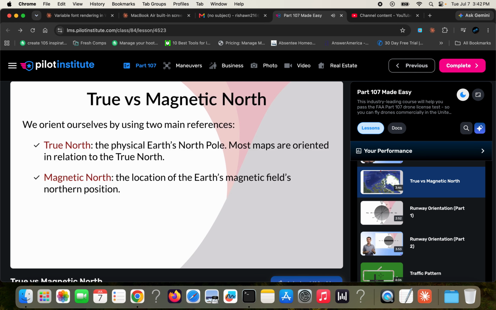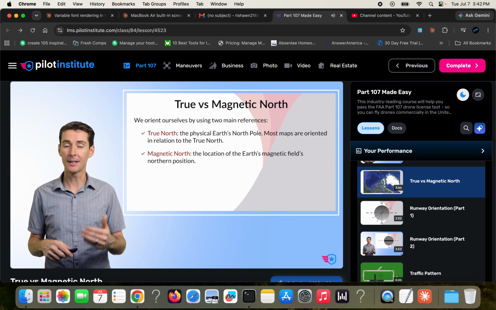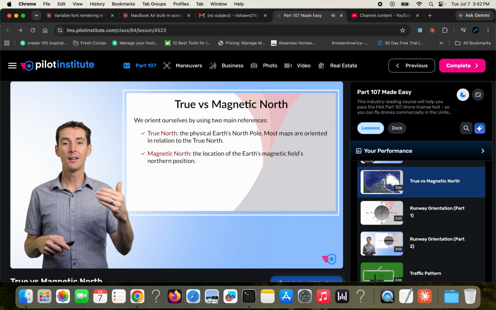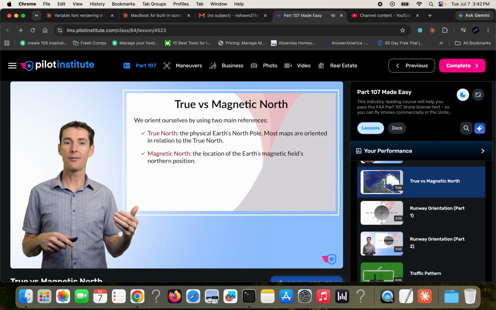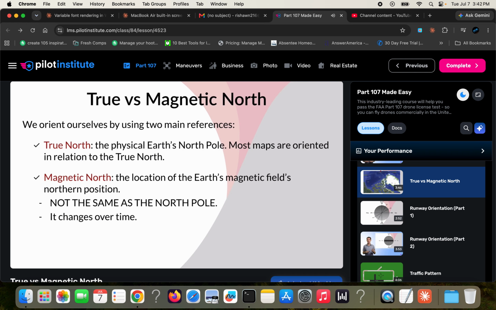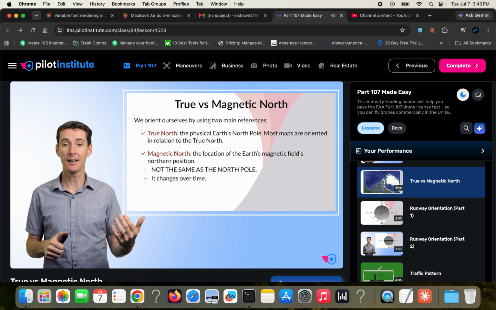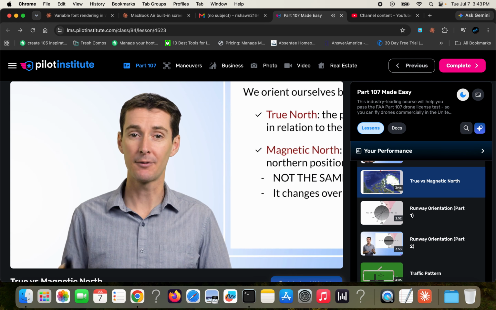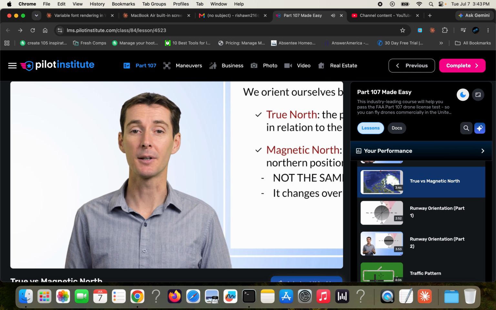And the magnetic north is the location of the Earth's magnetic field. Now, inside of the Earth, there's a whole bunch of stuff that creates a magnetic field. And interestingly, the magnetic pole is not at the same location as the physical Earth pole. That's where it gets confusing, because it changes over time. Actually, there was an article not too long ago that I saw in the news where they were talking about the fact that the magnetic north is moving at a pace that's faster than it's ever been recorded in the past, which is really interesting.